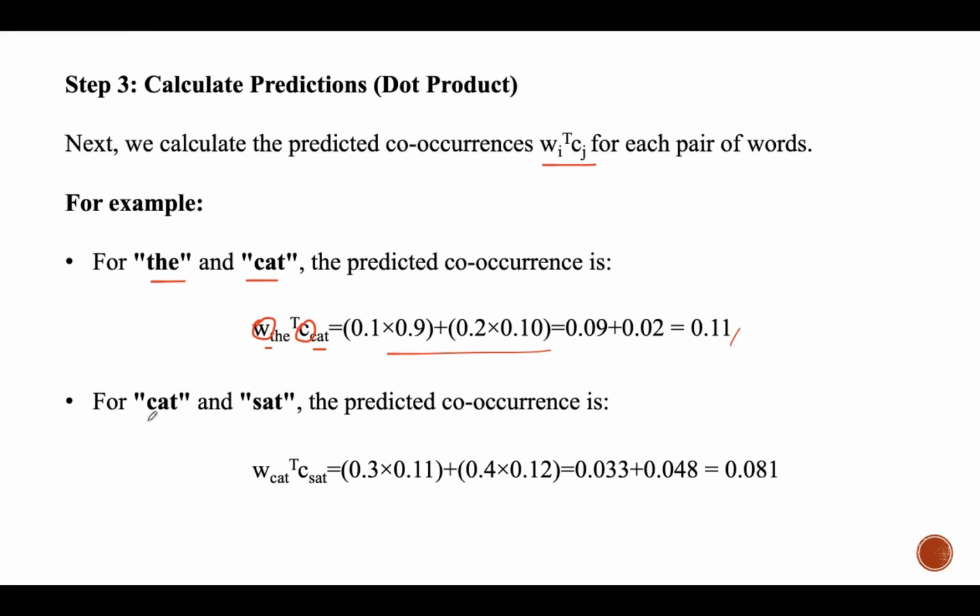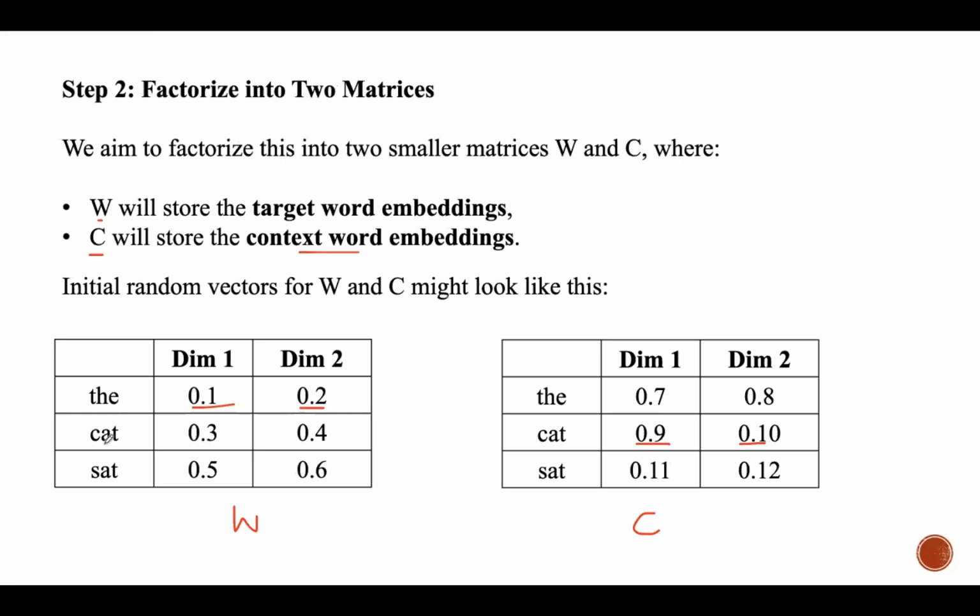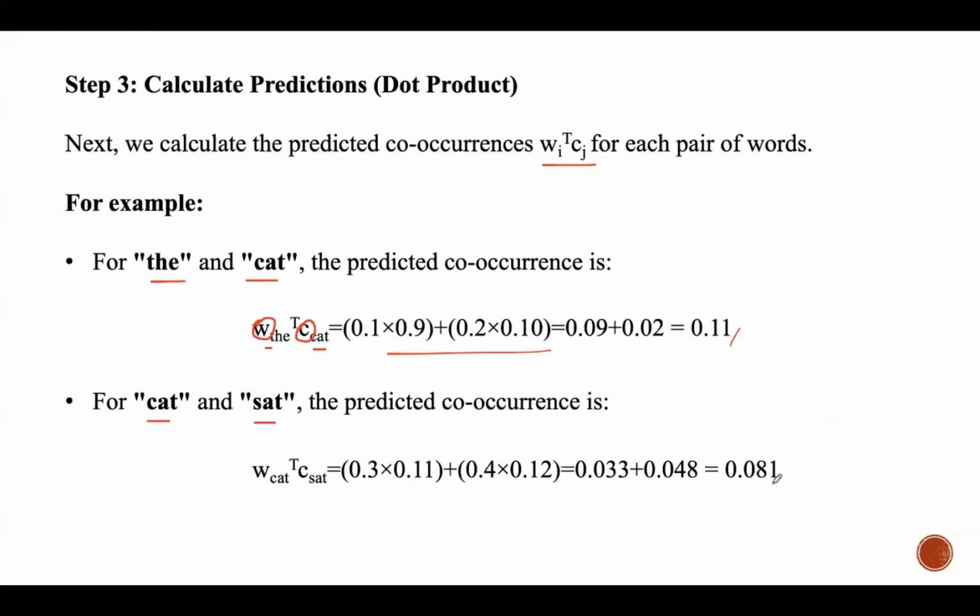Similarly, you need to do the same thing for the words cat and sat. You need to check the co-occurrence. For that, we need to pick the word cat from the first matrix, sat from the second matrix, and multiply the value 0.3 into 0.11 plus 0.4 into 0.12. From this, we got the value as 0.081.